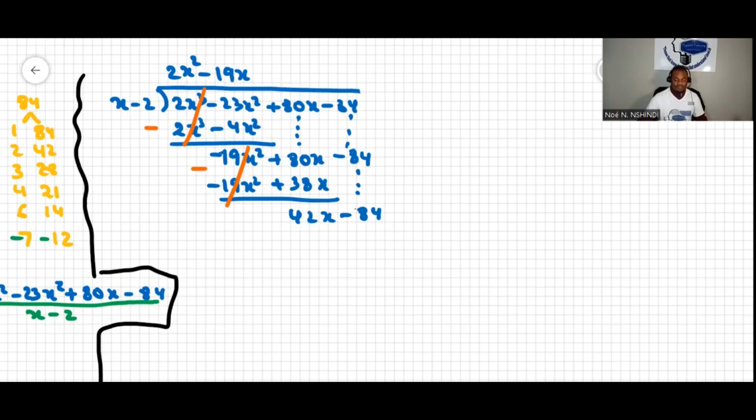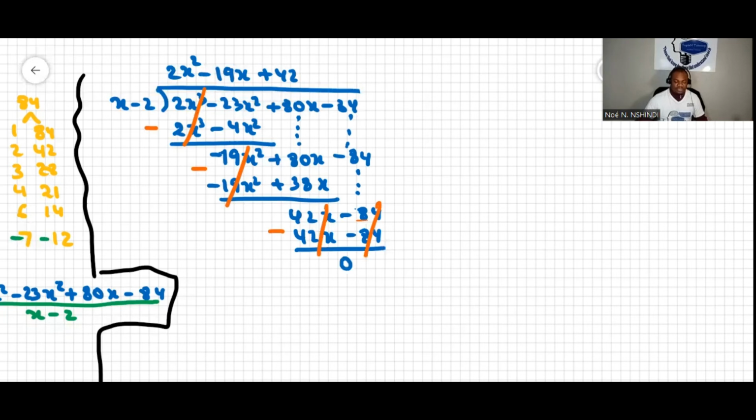Now we do 42x here divided by x. This is equal to 42. Okay, and then this 42 here times x, that makes 42x. And then 42 times negative 2, that makes negative 84. Again, we are going to subtract these. Okay, 42x minus 42x falls, and then negative 84 minus negative 84, this also falls, and then the answer is 0.